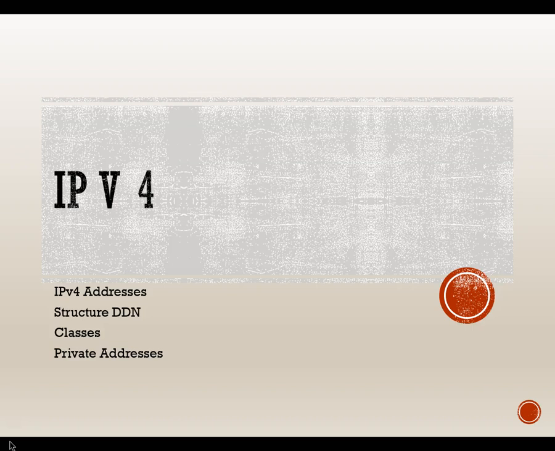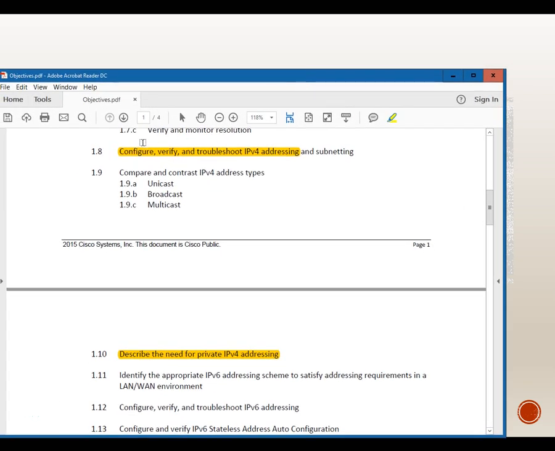Okay, for this lesson we're going to look at IPv4. We're actually going to do a couple of objectives here, part of 1.8, configure, verify, and troubleshoot IPv4 addressing. Subnetting I'm going to do as a separate segment, and I also am going to provide a number of videos that I've done previously to support classes on how to subnet.